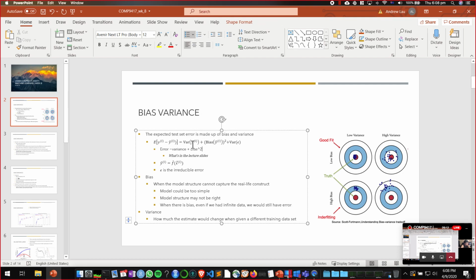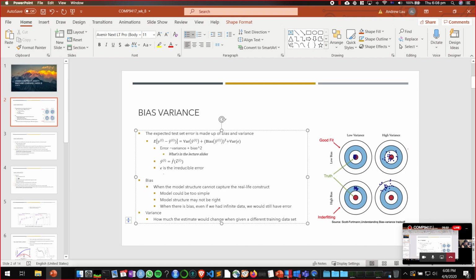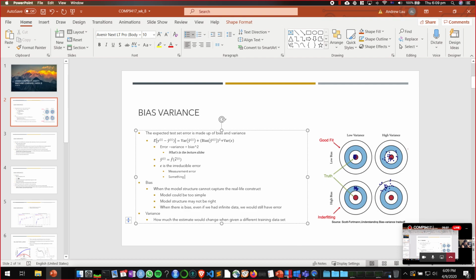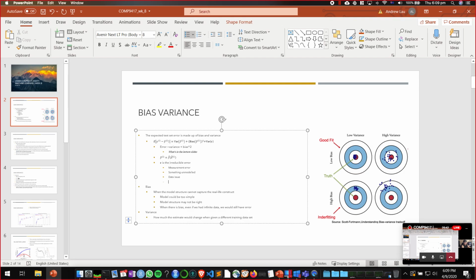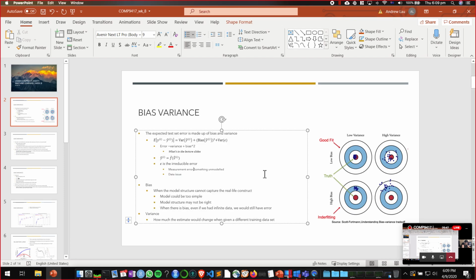Cool. And this is the variance of an estimator. The bias, and this term here we don't see in the slides, but you'll see quite often in stats and other places, is this epsilon here. This is the irreducible error. It could be from a couple of things. It could be measurement error. It could be something unmodeled. It could be a data issue. It could be a whole variety of different things. We'll just see it as the error that we can't get rid of.